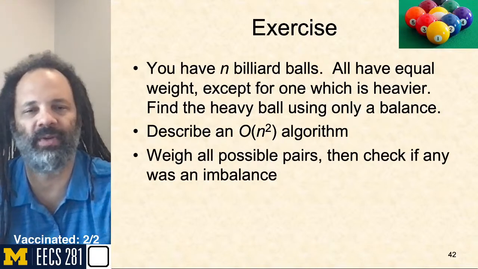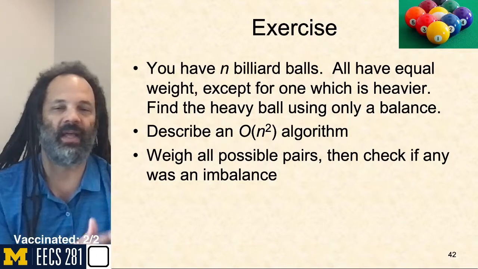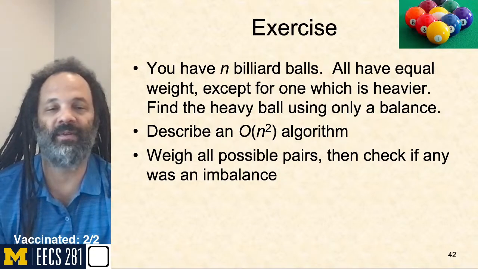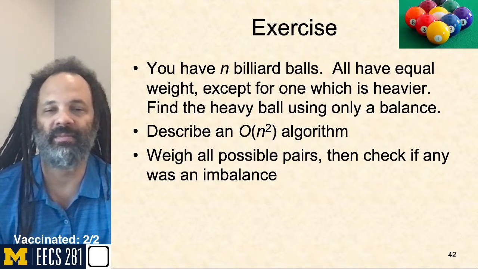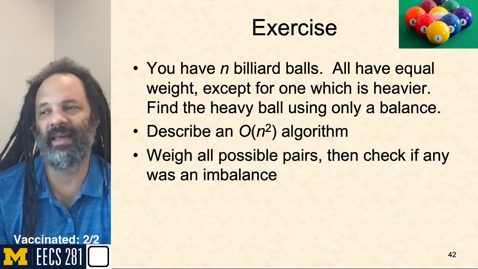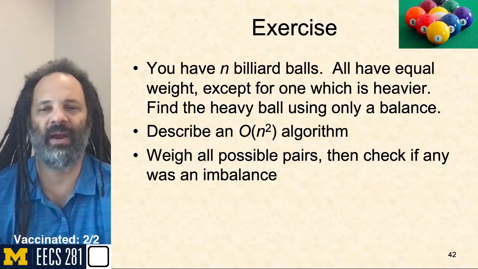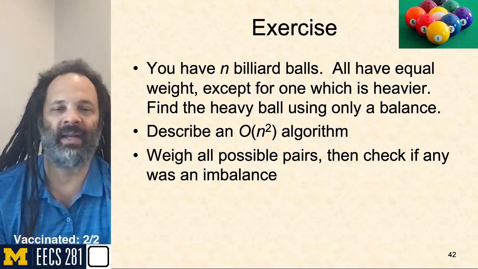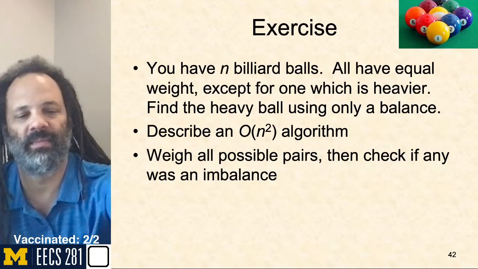N squared algorithm is pretty straightforward. You weigh all possible pairs. This one versus that one, those versus the other, and so on. If every time you weigh all of those things together and check if you find an imbalance, you do end up finding that heavy ball n minus 1 times. That's why I say this is the one that's the hardest to do, because normal human behavior would find that heavy ball and then just stop. But this algorithm, if you wrote it to compare every pair and tell you which one it was, as I said, this would find that heavy ball n minus 1 times. Weigh all possible pairs, check to see if there was an imbalance.